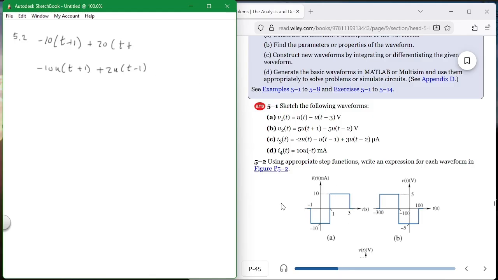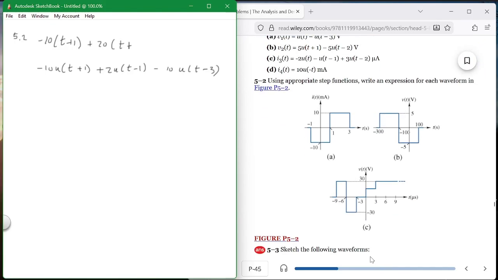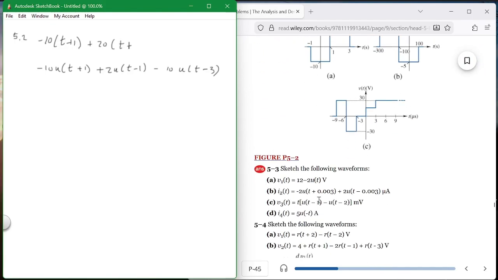And then at 3, minus 10 u of t minus 3. So at minus 1, which is the opposite. Okay, so there's that. You go down 10, then you go up 20, and then you go down 10, and that's that. Any questions about that one? I'm going to let you do the other ones because I think you've got the idea. Okay, sketch the following waveforms.